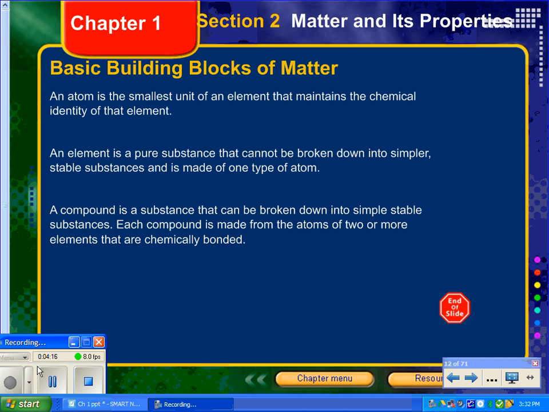An element is a pure substance that cannot be broken down into simpler, stable substances and is made of one type of atom. A compound is a substance that can be broken down into simple, stable substances. Going back to an element, atoms of any particular element are the same no matter where they come from. So if you find gold in China, it will have the exact same composition as gold that's found in Africa. Chemically, they're the exact same thing.